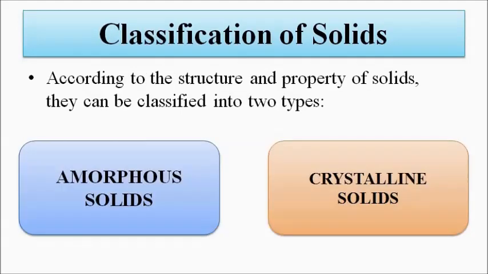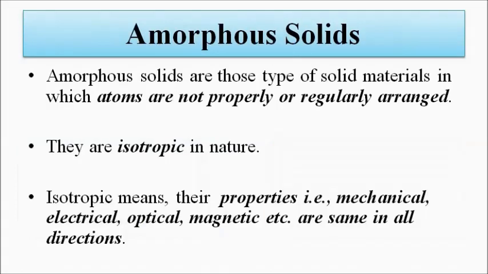So the classification of solid materials on the basis of their structure and property can be done in two ways, into two categories. First is the amorphous solids, second is the crystalline solids. So let us understand them separately. First is the amorphous solids.